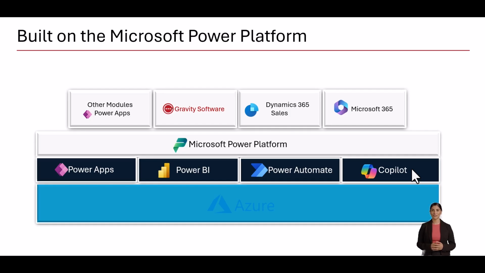Now, some of our competitors are only using AI as a layer on top of their application, which means it's only available in those spots where they've actually enabled it. But in Gravity, as part of the platform, it's available everywhere.